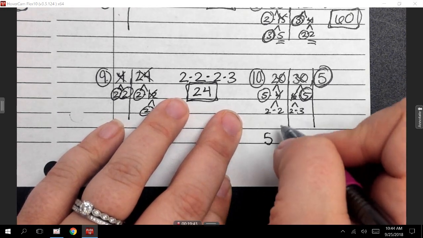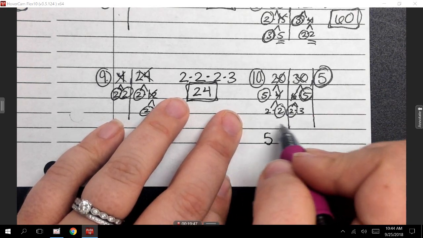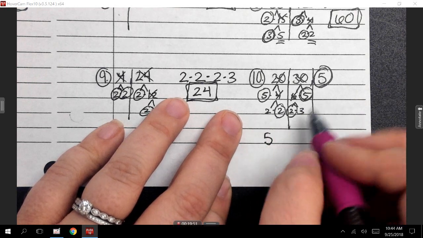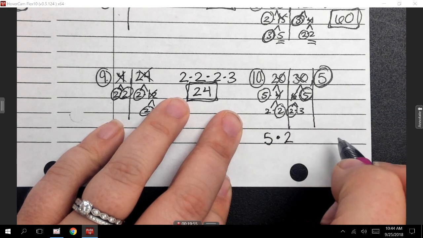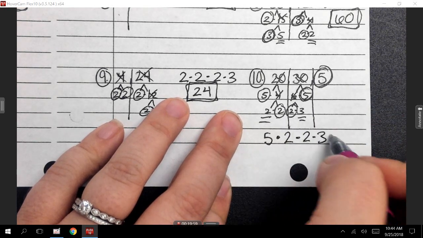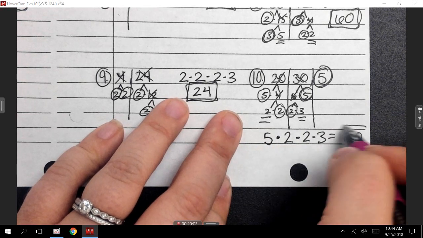2. Javon? 2. So these 2's right here are in different columns, correct? On GCF, could I use those? No, it has to be in all 3, but for LCM we can. Make sure we're paying attention to that. All right, so I get 2, and what's left? A 2 and a 3. Okay, 5 times 2 is 10, times 2 is 20, times 3 is 60.